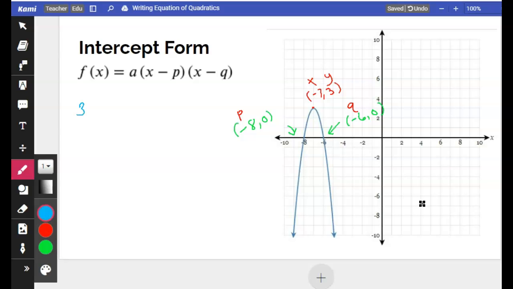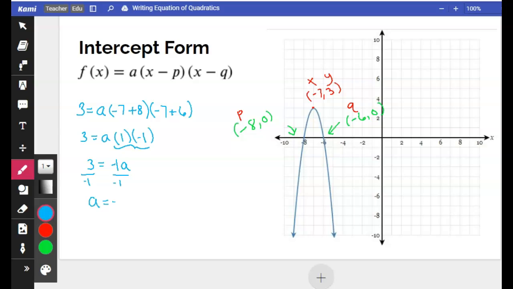All right, so off we go to this function. We'll use the 3 value from the ordered pair. Don't know a. Negative 7 minus a negative 8 becomes positive 8. Negative 7 minus a negative 6 becomes plus 6. So then that becomes a positive 1. That becomes a negative 1. Multiply these two things together. Divide by negative 1. a equals negative 3. So yep, negative, so it flips, and it's definitely got skinnier, so a was definitely a whole number value.